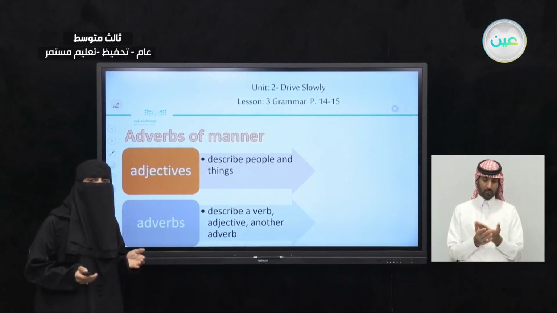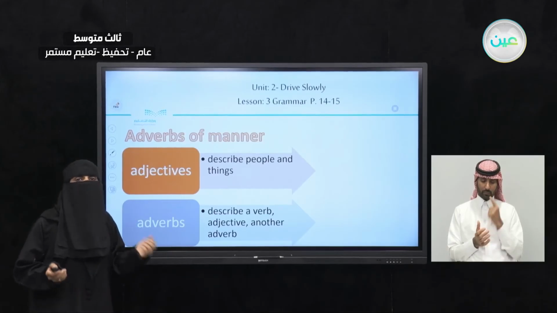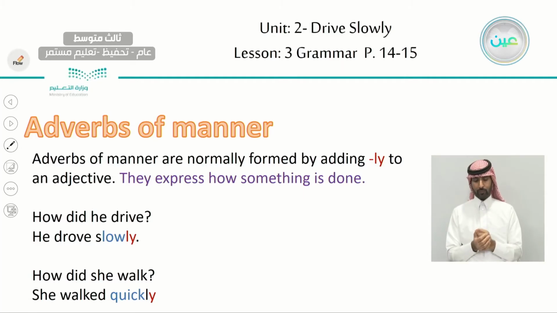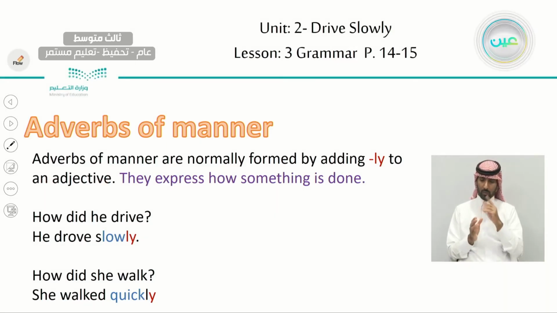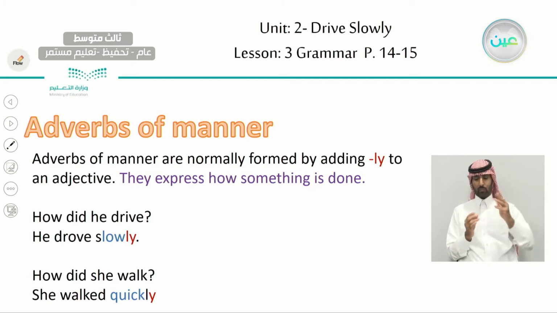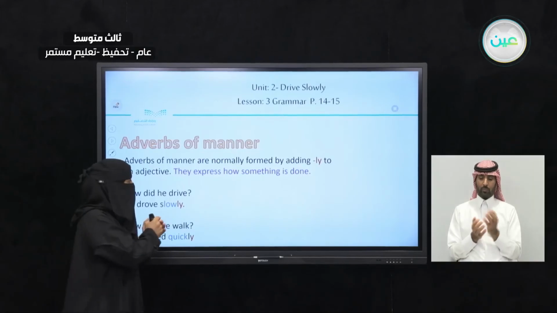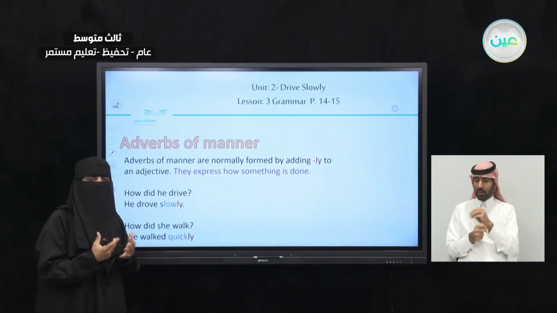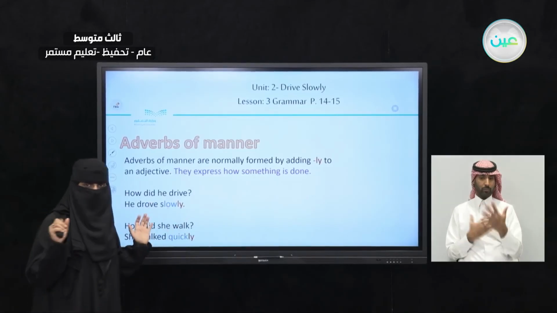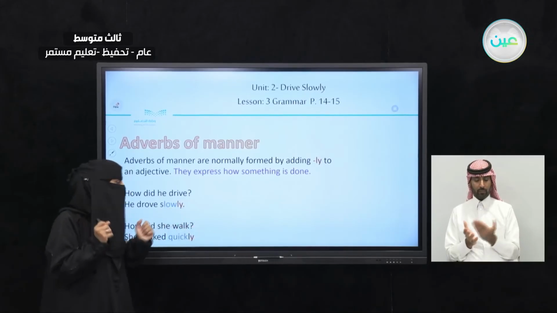Today, we are only focusing on adverbs of manner. Okay? As you can see on your book, adverbs of manner are normally formed by adding ly. We add ly to what? To the adjectives. Do you remember the adjectives like slow, long? So these adjectives, we add ly to change it to adverbs, okay? They express how something is done. They are telling us how something is done, how the action is done, okay? So we are describing the verb, okay?